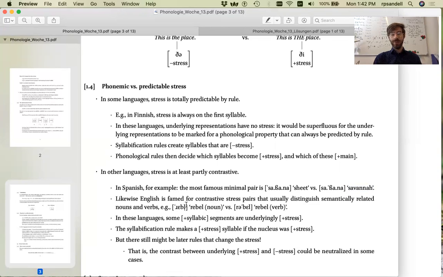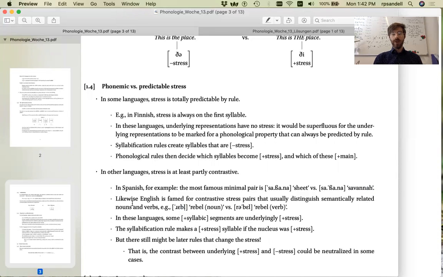And you can see that an effect of stress is that there are different vowel patterns. So in the second syllable of the noun rebel, there's a syllabic lateral approximant, or maybe a schwa, whereas in the verb, there is a schwa in the first syllable, which is unstressed.